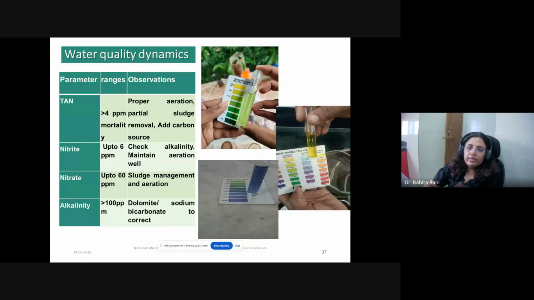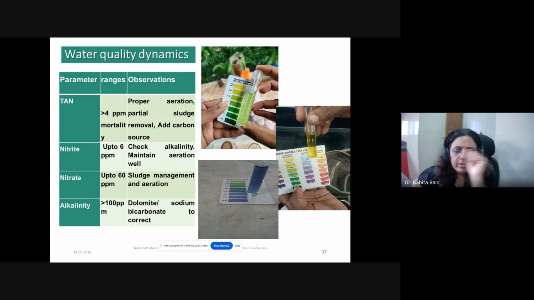If the total ammonia nitrogen, in a conventional system we say it can go up to 1 ppm only, max, no? But we can go up to 4 ppm in our biofloc system. We can give proper aeration, do sludge removal, add carbon source, and control it. If we add more carbon source, then the ammonia will be controlled. Nitrite also the same. We say 0.1 ppm in the conventional system; here up to 6 ppm, nothing will happen. Nitrate also up to 60 ppm. We say 1 ppm, here up to 60 ppm.